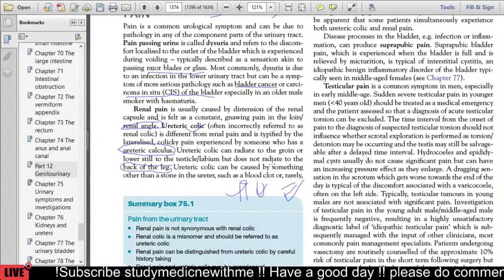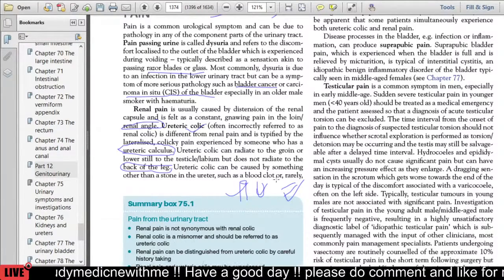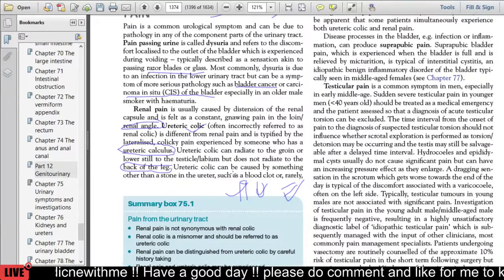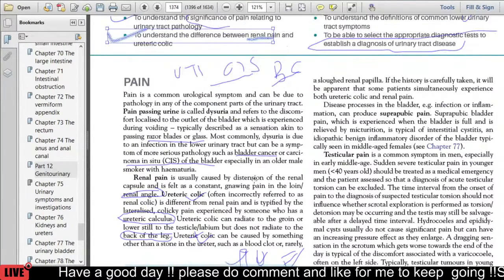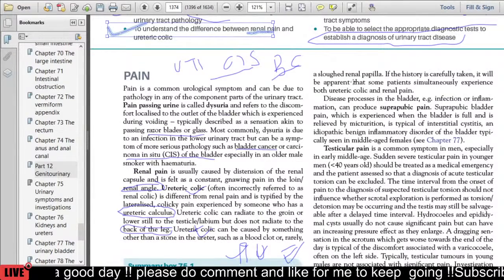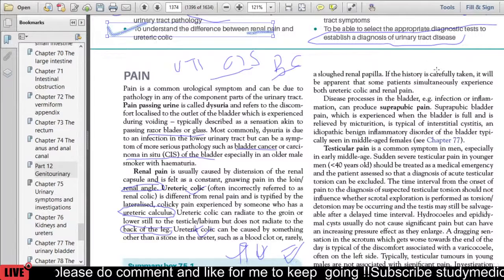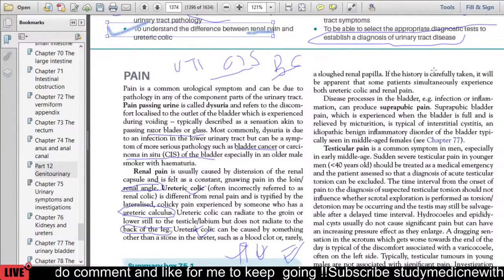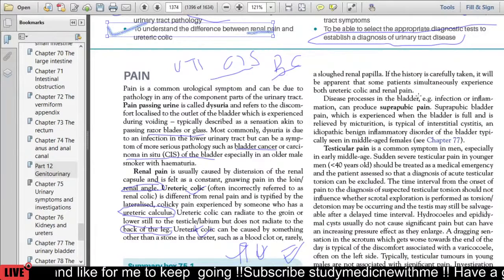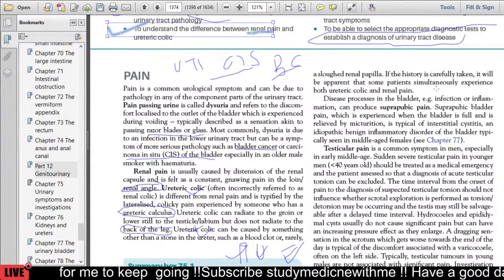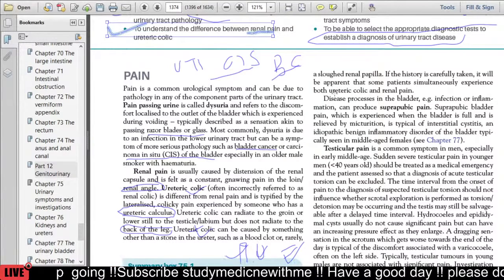Now, ureteric colic can be caused by something other than a stone in the ureter, such as a blood clot or a sloughed renal papilla. So we are talking about the causes of ureteric colic. If the history is carefully taken, it will be apparent that some patients simultaneously experience both ureteric colic and renal pain.